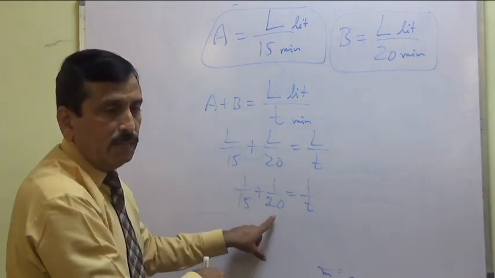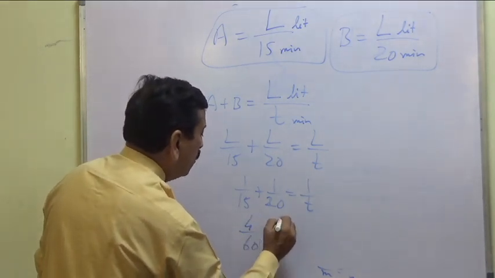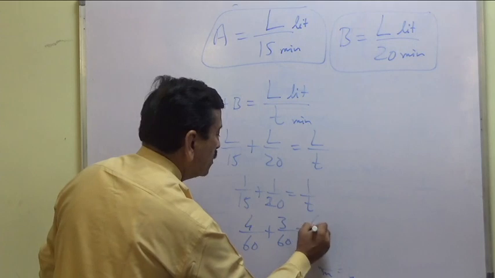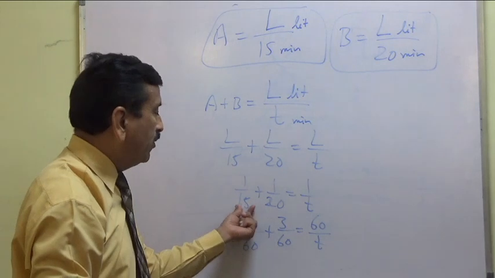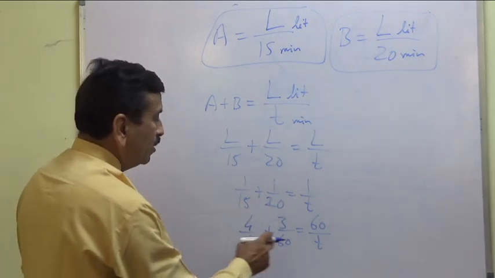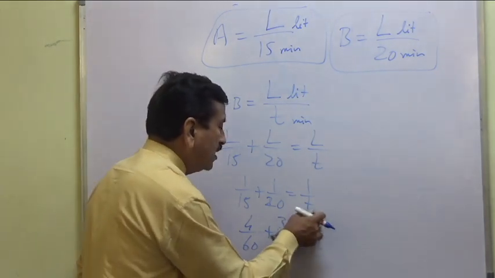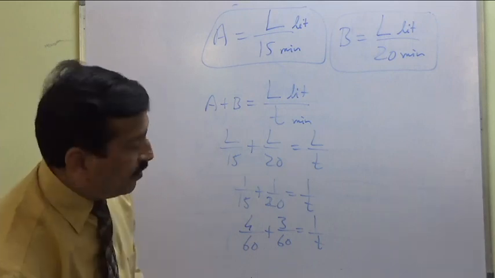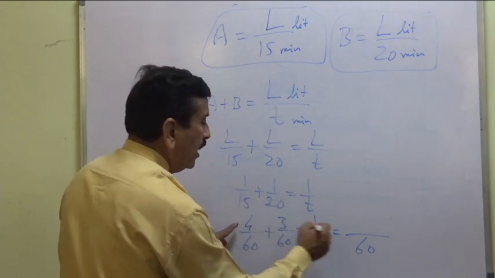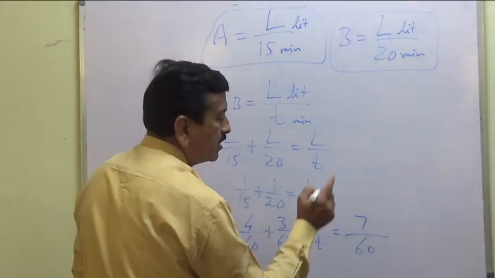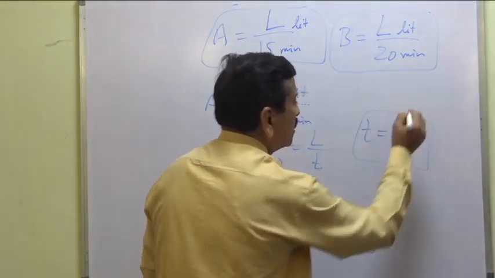LCM of 15 and 20 will be 60. We have multiplied the entire equation by 60, which is the LCM of 15 and 20, and we get 4 by 60 plus 3 by 60. I'll not multiply the right side by 60 in this step, next step I'll multiply. Here it is 1 by t. Now here I'll get 60 as LCM, 4 plus 3, 7. So 1 by t is 7 by 60. So t will be 60 by 7.